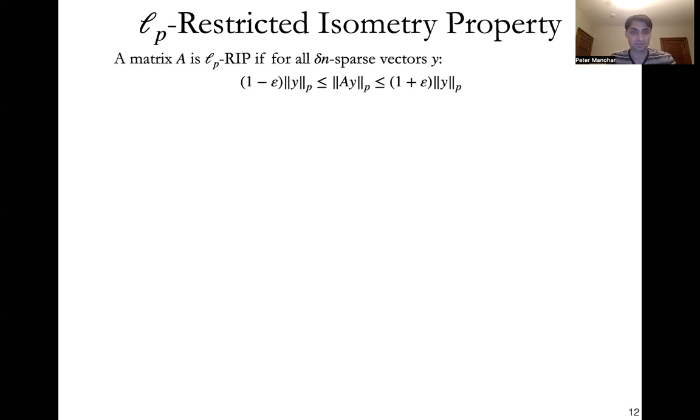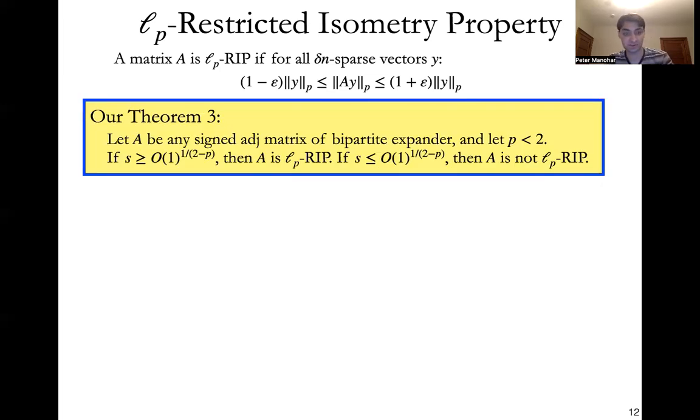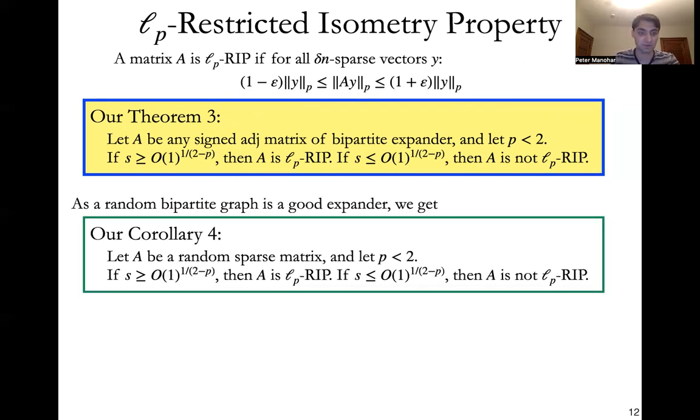Okay, so that's LP RIP. And in fact, in our third theorem, we extend that previous result where we show that any adjacency matrix of a bipartite expander will be LP RIP, provided that the sparsity or the degree of the bipartite expander is above some threshold. That's a constant, but the constant depends on P. And we also show that if it's below a different threshold, the constant's different here in the second threshold, then it's not LP RIP. And we get a couple corollaries from this.